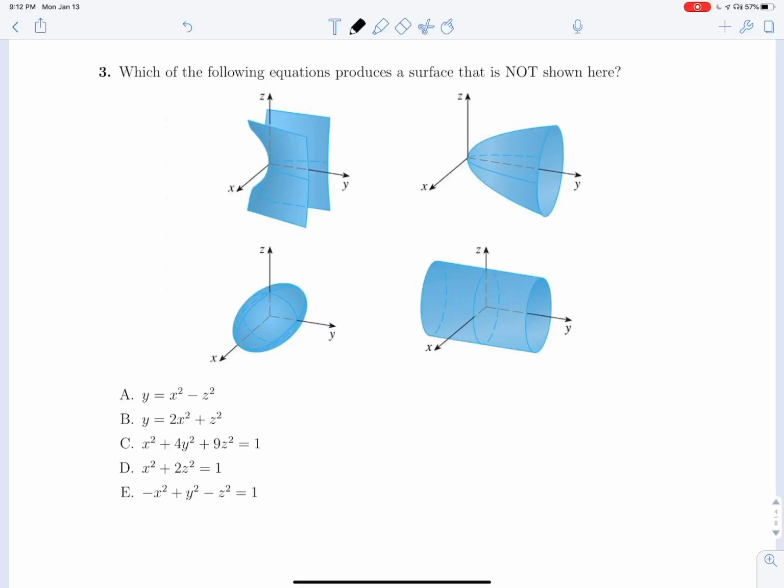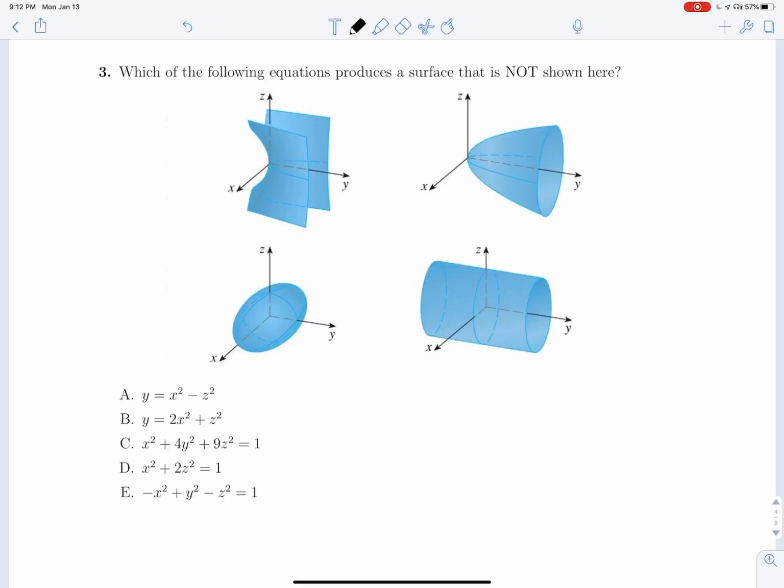Actually, I'm not going to write them out. I'll just say them, because writing out hyperbolic paraboloid, which is our first one here, is lazy-worthy. Then our second one is an elliptic paraboloid. Then we have an ellipsoid over here and a cylinder. And a cylinder is really not a quadratic surface. It's not one of the ones on our quadratic surfaces list, but it's still a surface.